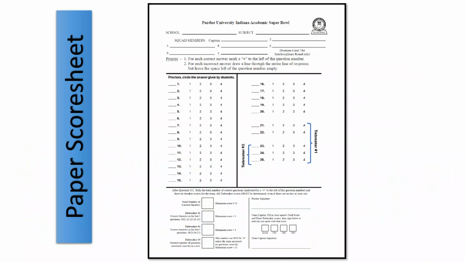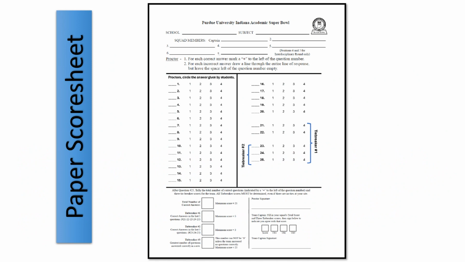This is the official paper answer sheet. You will be entering the students' answers on the paper answer sheet. Here is what the blank score sheet looks like. There are 2 parts to the paper score sheet. The top is where you will write the school subject and the names of the team members. The middle section is where you will record their answers, and the bottom is used to just calculate the tie-breaking scores.